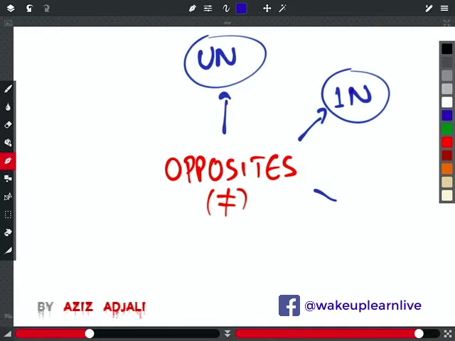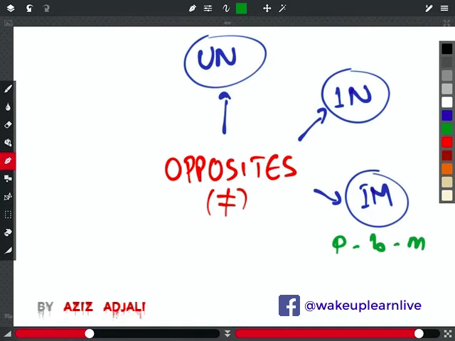Okay, next we have im. Like perfect, patient, movable, moral, mature, balance. So with im we have some generalities. It's not always correct, but in most cases, if you have a word that starts with p or b or m, usually you have im as the prefix.